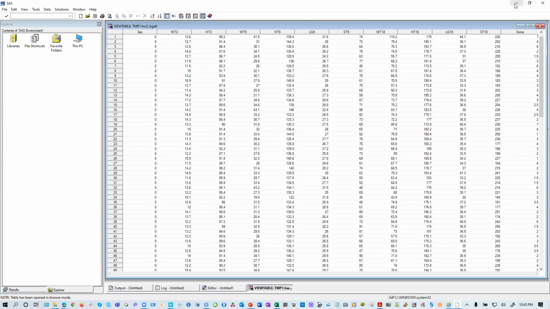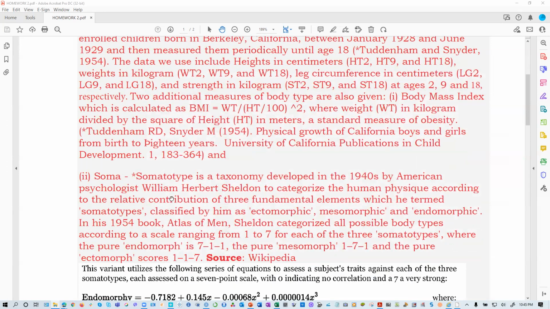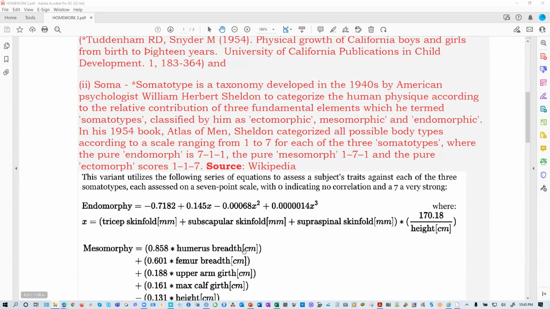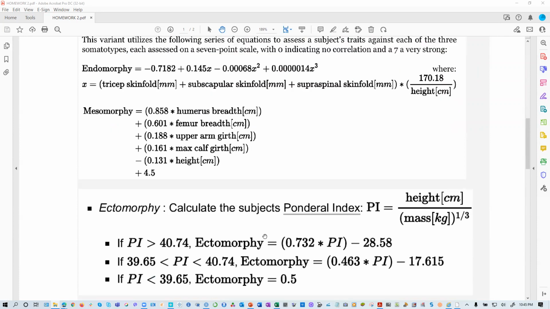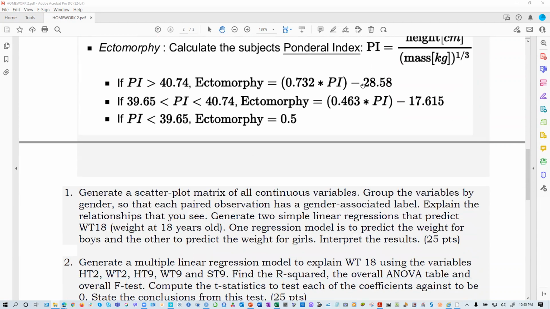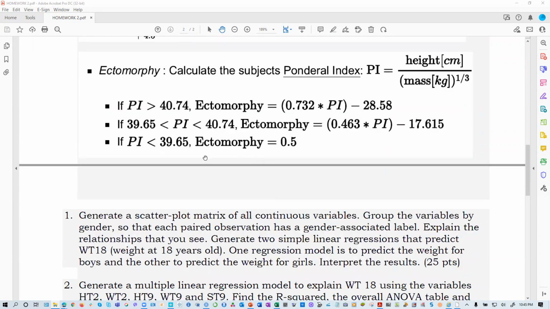And the Soma type is a taxonomy developed in the 1940s by the American psychologist William Herbert Sheldon to categorize the human physique according to the relative contribution of three fundamental elements, termed somatotypes, classified by him as ectomorphic, mesomorphic, and endomorphic. This has been taken based on that. These three numbers measure this. These are not important for our data. These have been done. So this is a description for anybody to get a clear idea about what's going on.